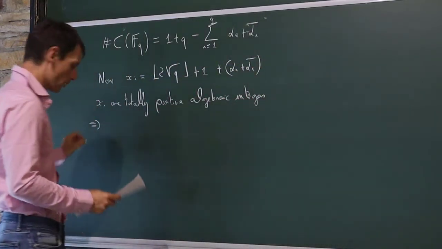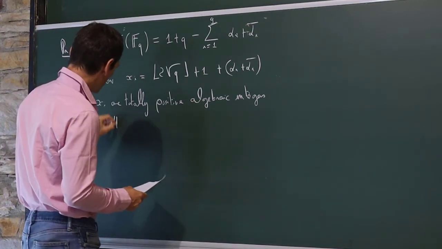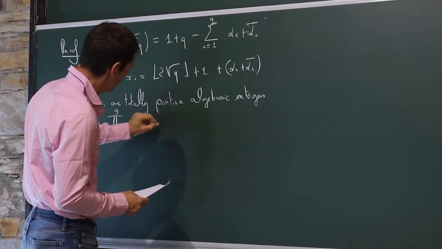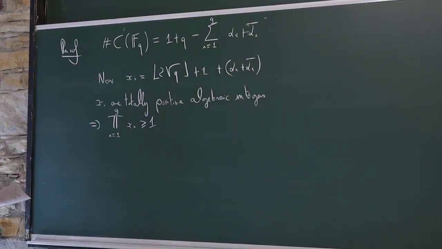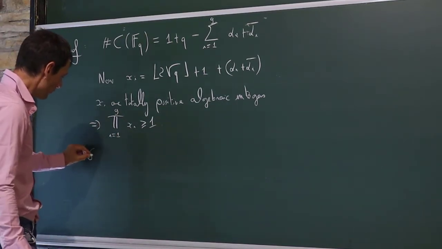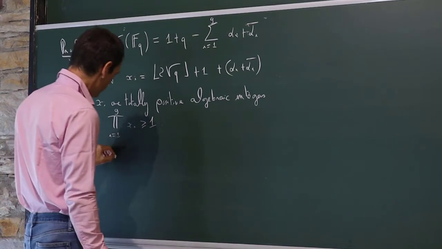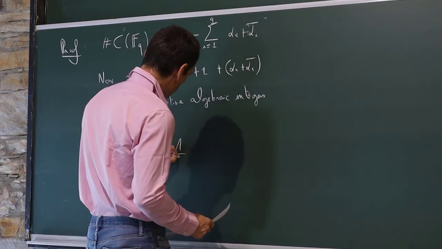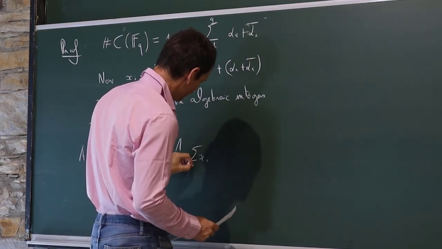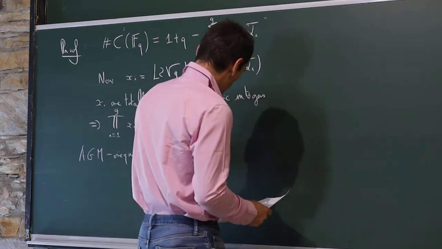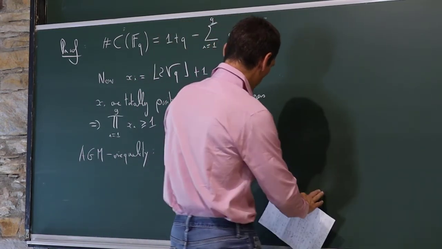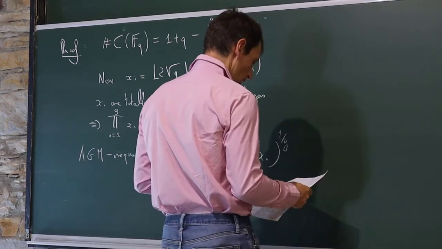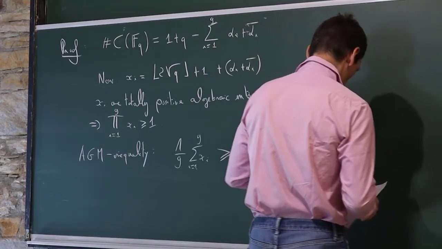And from this, one can deduce that the product of all these numbers must be at least 1. Now we use a famous inequality, the arithmetic-geometric mean inequality, to see that 1 over g times the sum of the xi is greater or equal to the product of the xi from 1 to g to the power 1 over g, and this is of course still greater or equal to 1.